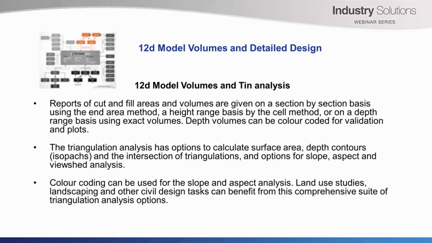Reports of cut and fill areas and volumes are given on a section-by-section basis using the end area method, a height range basis by the cell method, or on a depth range basis using exact volumes. Depth volumes can be color-coded for validation and plots. The triangulation analysis has options to calculate surface area, depth contours, isopachs, and the intersection of triangulations, and options for slope, aspect, viewshed analysis. Color coding can be used for the slope and aspect analysis. Land use studies, landscaping and other civil design tasks can benefit from this comprehensive suite of triangulation analysis options.